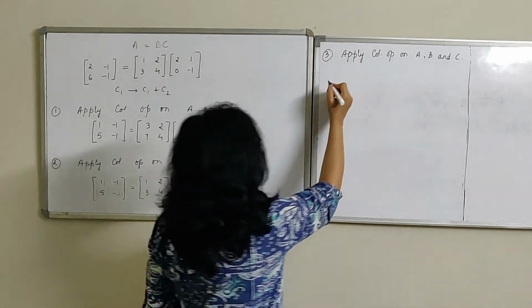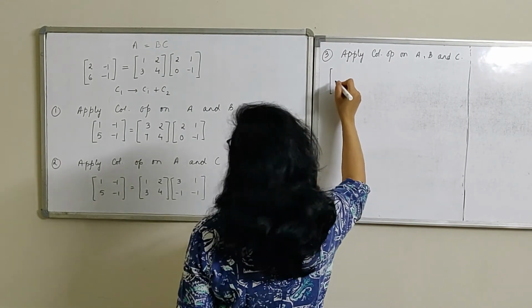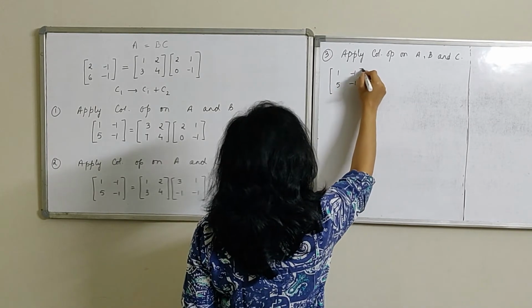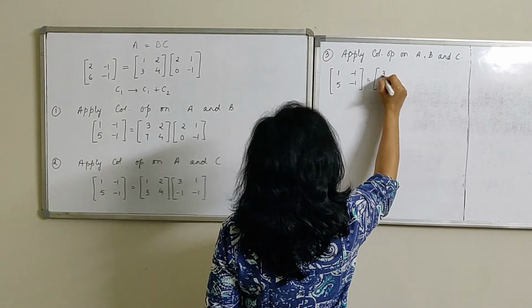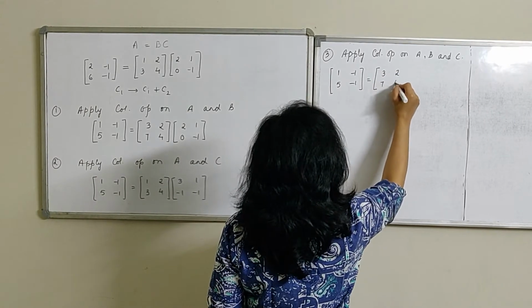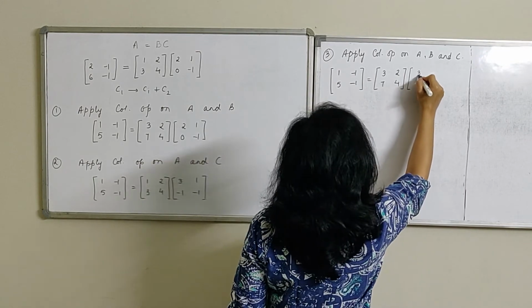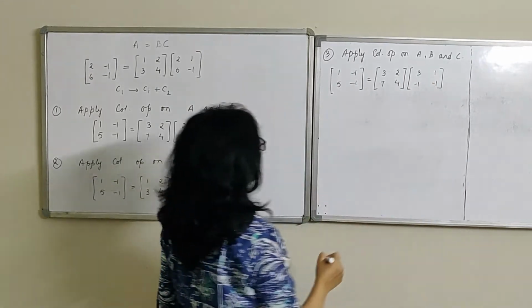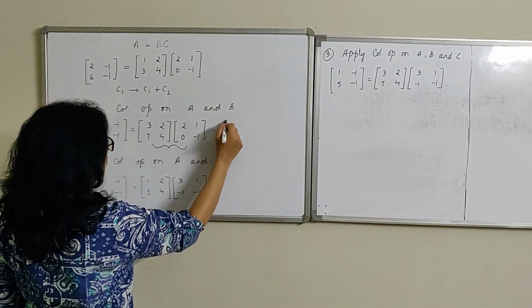And likewise over here, after applying the operation on matrix A, we obtain this. The new matrix B is this matrix, and matrix C is [3, 1; -1, 1]. Let us find out this product now.